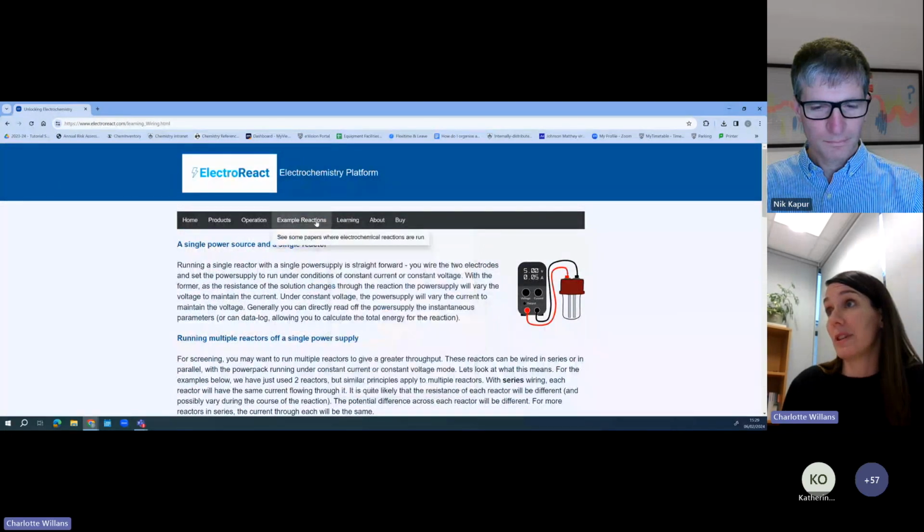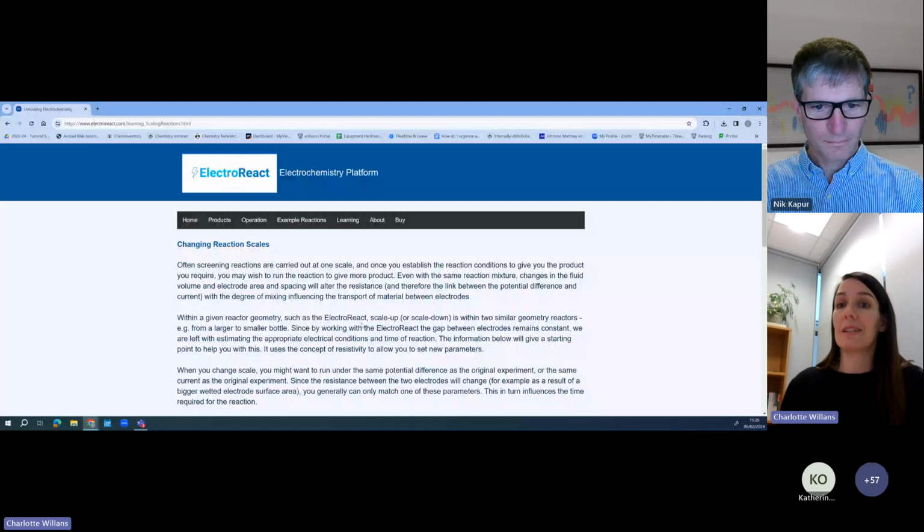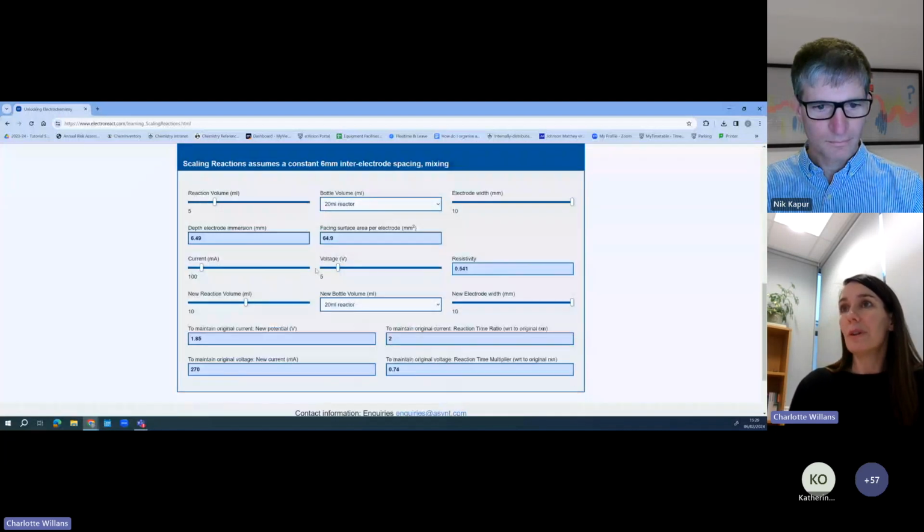Also really important is scaling your reaction. This is important in chemistry, and it's important in electrochemistry. As an example, you might do a reaction in 5 ml of solvent. You might run it at a specific current and read what the voltage is. You might run it at a specific voltage and read what the current is. But from that, we can work out the resistance across those electrodes.